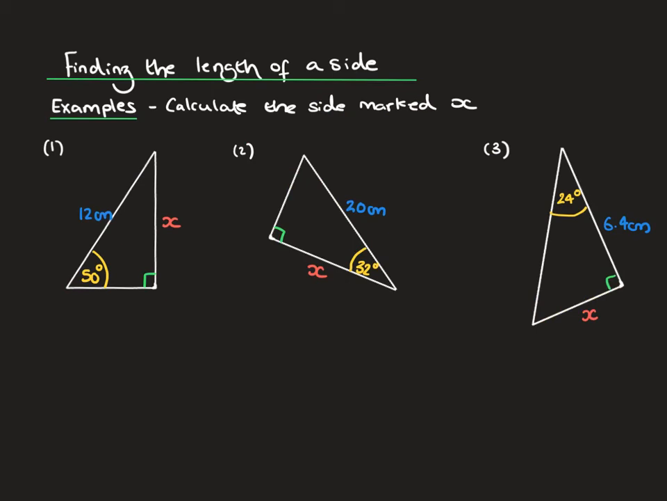So we're going to have a look at the simplest examples where we find the length of a side. So have a look at question number 1. We're going to calculate the length of the side marked X. Now, your first job is to make sure you identify the three sides. So the 12 centimetres is the hypotenuse, the X is the opposite, and then the blank side over here is the adjacent. Now, you are always going to be working with two of the three sides.